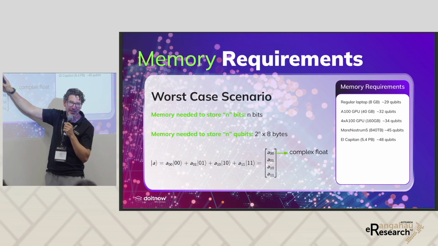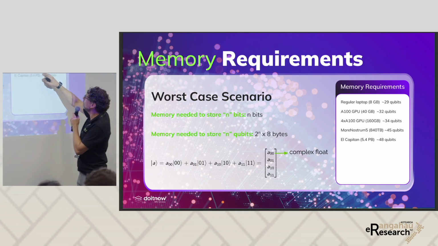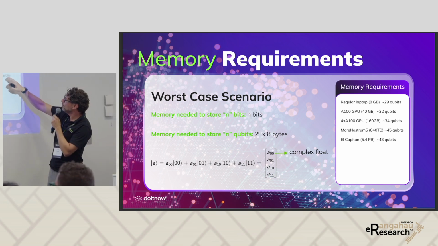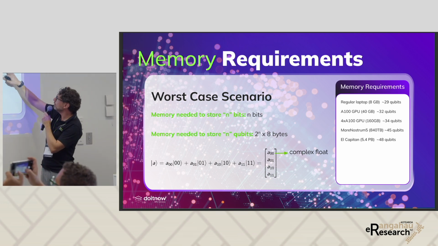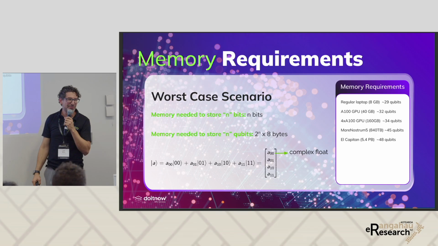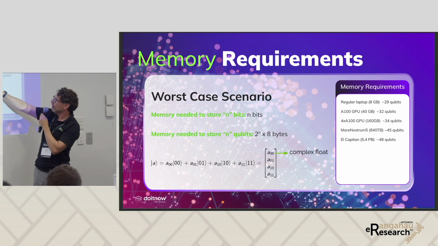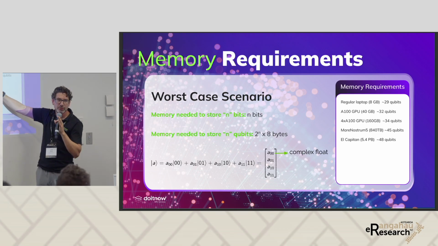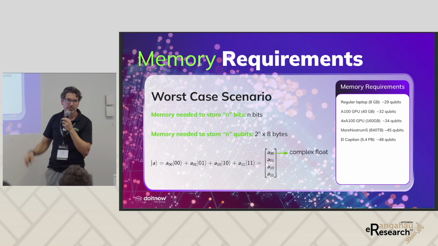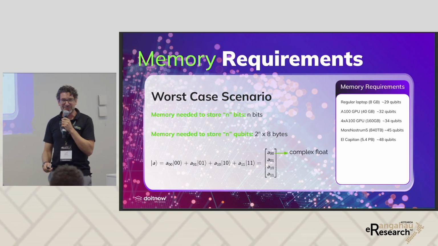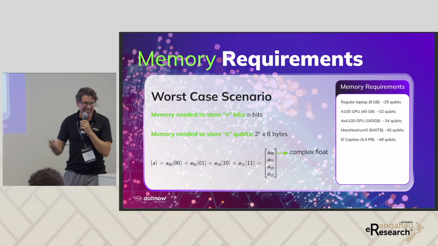This means that on a regular laptop, you get 29 qubits, nice, eh? You go to MareNostrum 5, and you get 45. You go to the top one in the TOP500, El Capitan, with 5.4 petabytes of memory, and you get 48 qubits.